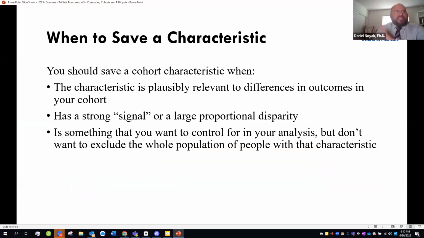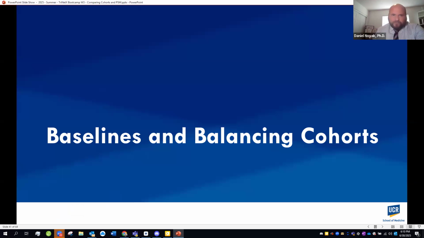So you really need to think this through as you're working on it, and there's no single set of rules to guide it. You have to really think about it and use your brain and your knowledge of clinical medicine and biomedical sciences to do that. But we're going to talk about what happens once you've selected.